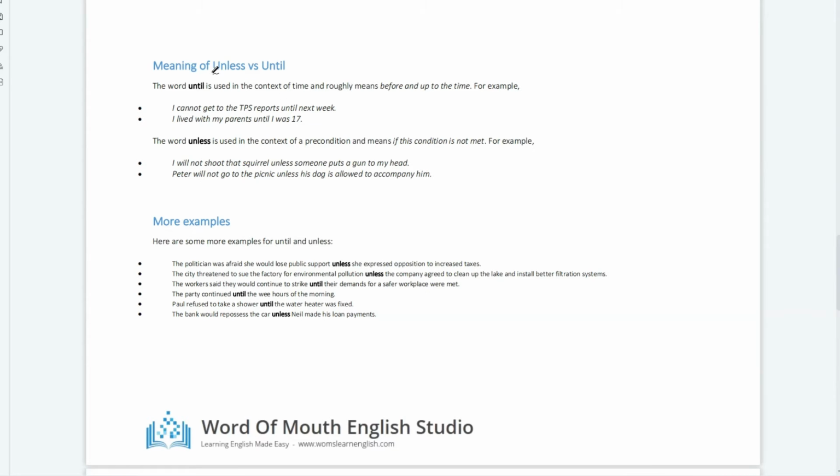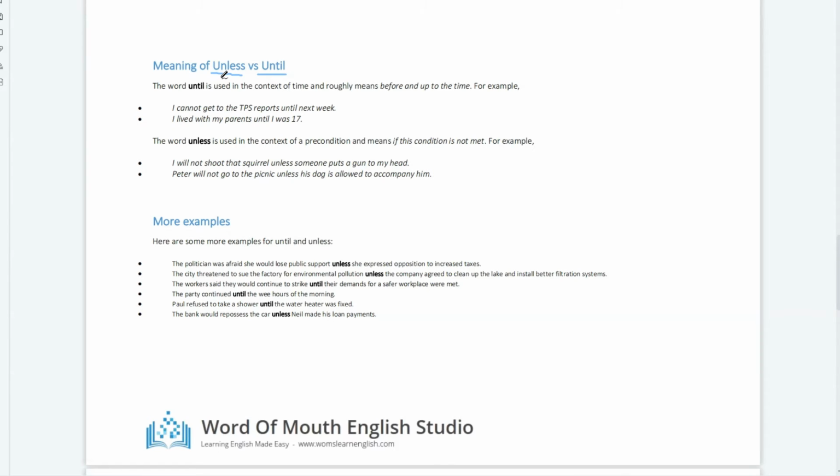Detecting the difference between unless and until. So many of my intermediate users tell me that they don't see any difference between these two words and that they use them interchangeably. Can you? Well, the answer is no. Absolutely not. Don't use them interchangeably.